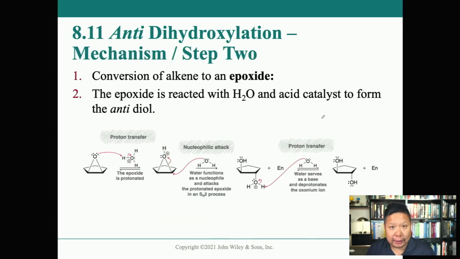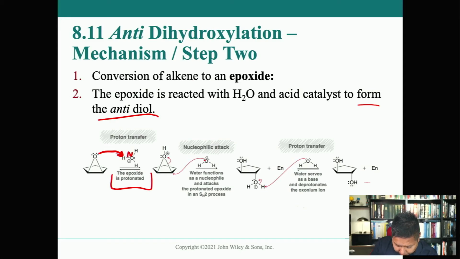Then the next thing you have to do is react the epoxide with water and an acid catalyst to form the anti-diol. So water comes over. It's water and acid, so that's why we have the hydronium ion right here. And then the epoxide can come over and deprotonate the hydronium ion, leaving you with just water. And now we have an oxygen with 3 bonds to it, so it's positive.